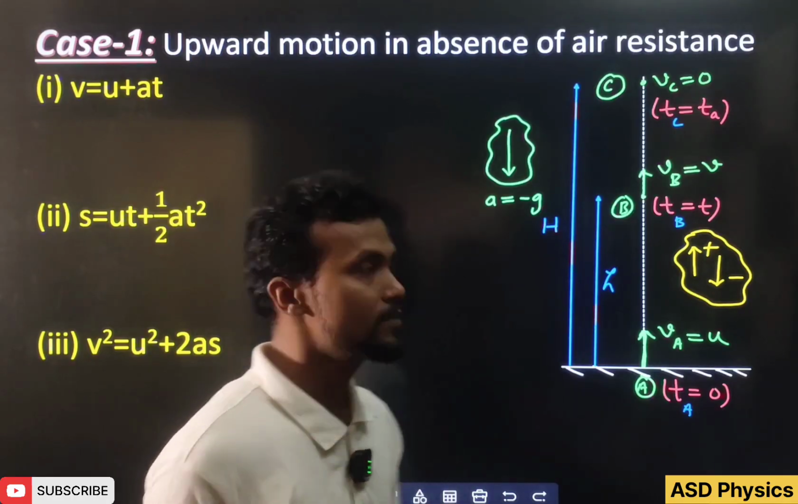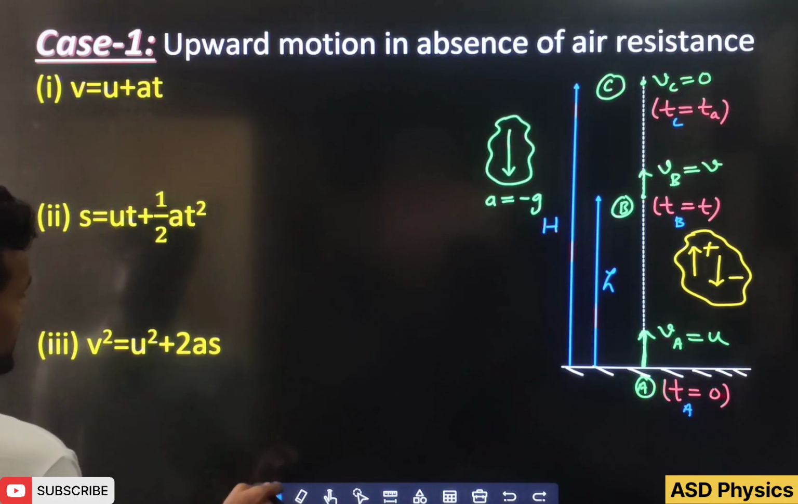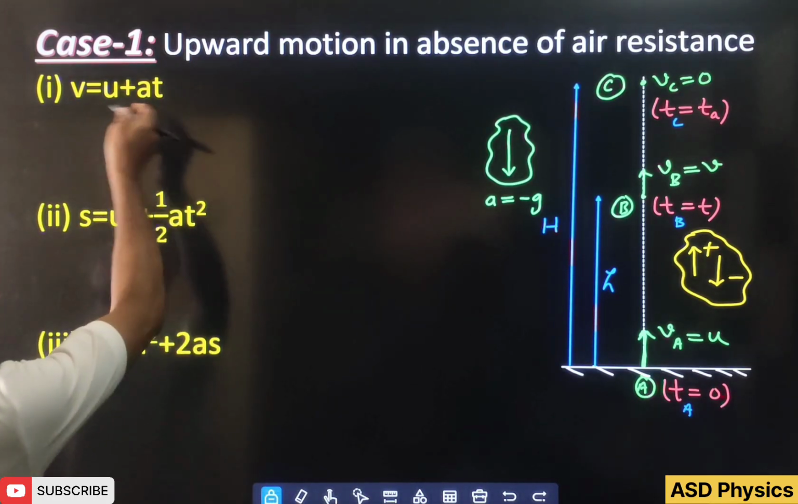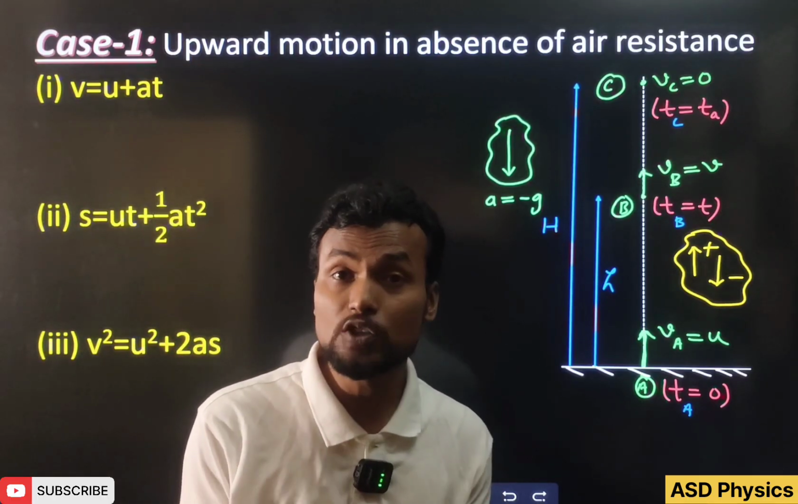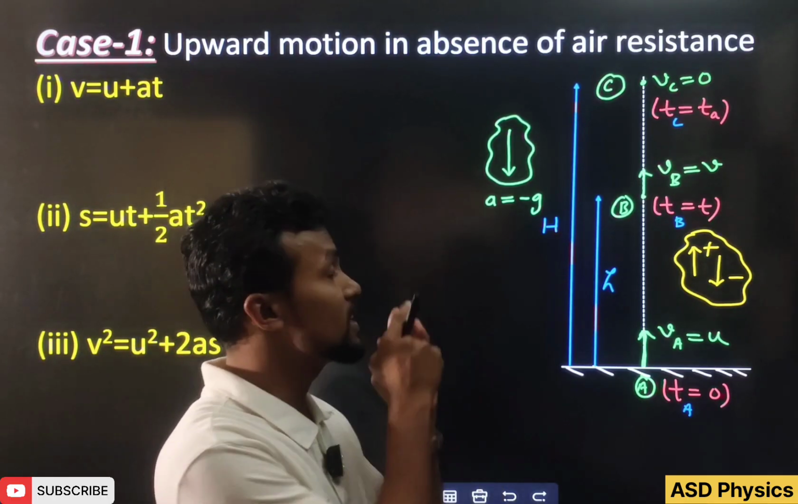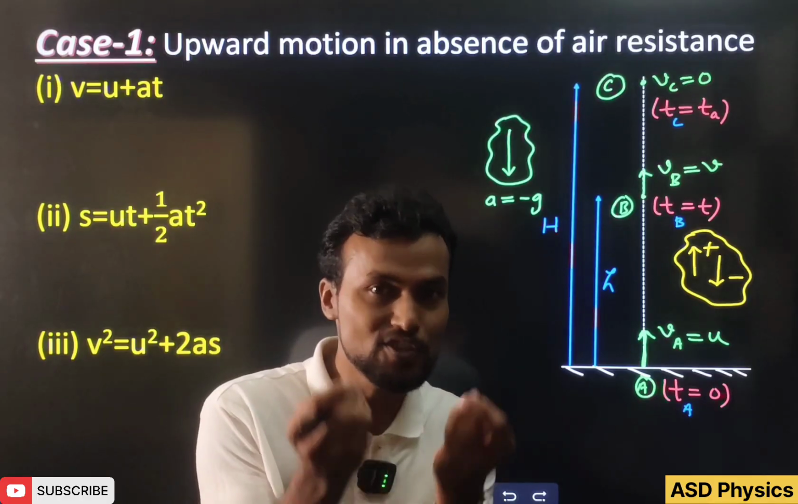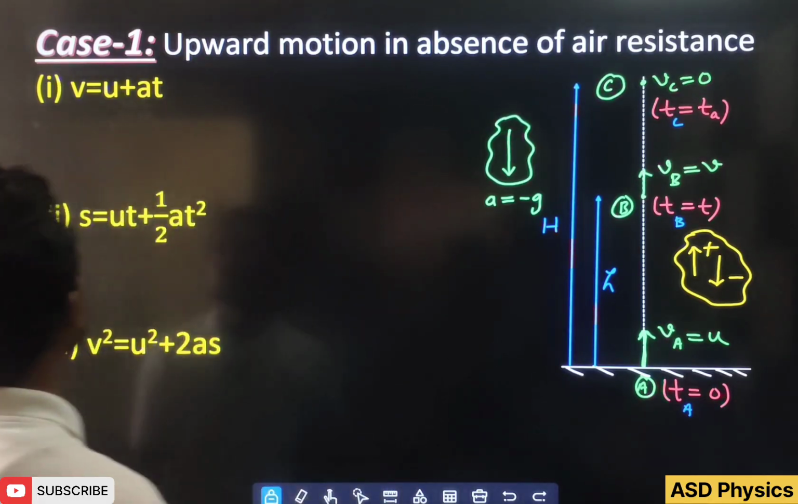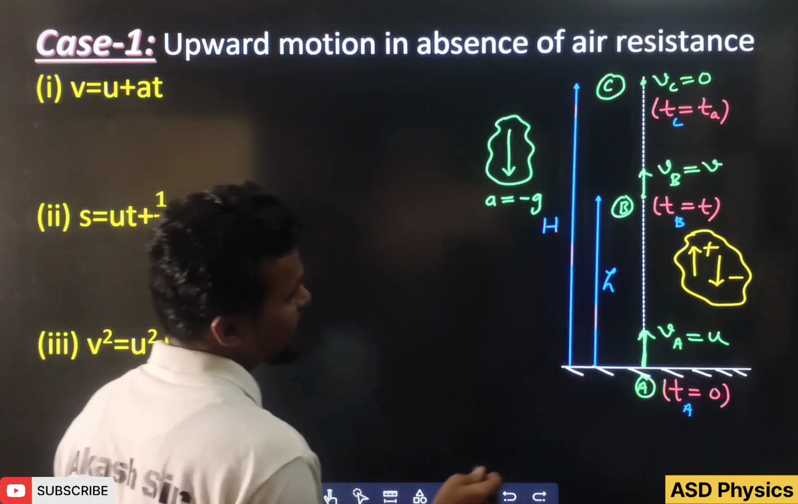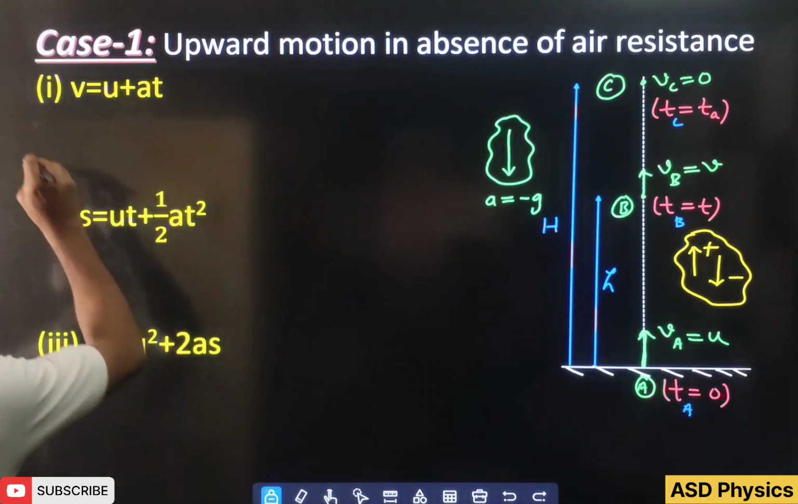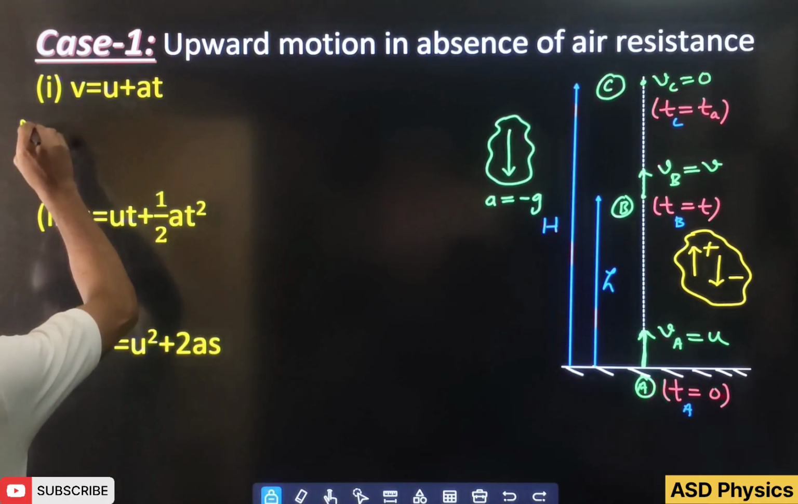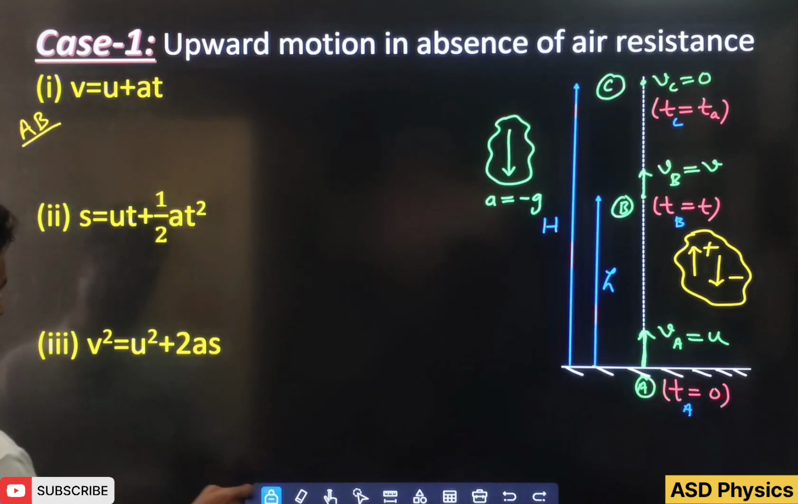Great. Now students, if I use the first equation of motion, V equal to U plus AT. Why are we using the equation of motion? Because g we are considering constant near the surface of the earth. So here I am going to take A as the initial point and B as the final point. Remember that in all the calculations, A is initial and B is final.